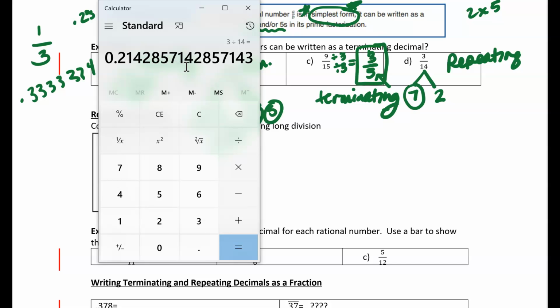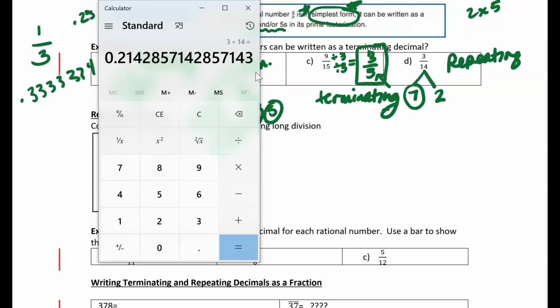2142857. It looks like that is going to be repeating. And if you look, it looks like we've got some 2 and 4, 285, so 285, 7143. Yep, it looks like we've got a repeating decimal there.